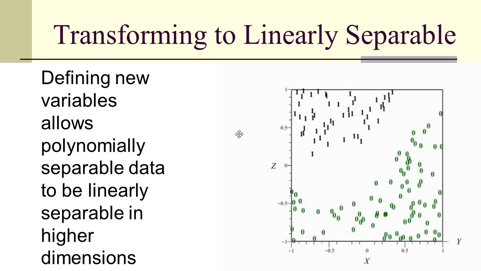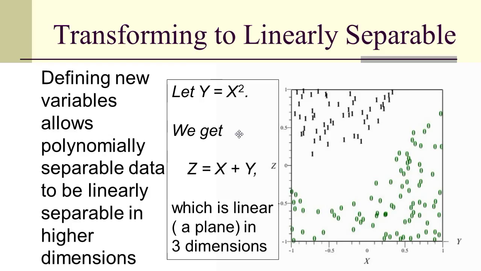We might also be able to define new variables, especially if we have polynomially separable data. We can define new variables and separate it in higher dimensions. So notice that we don't have linear separability in this example, but we could separate with a parabola. In particular, the parabola z equals x plus x squared separates the class 0 from the class 1 in the zx plane. So let's define a new variable. Let's let y be equal to x squared, which gives us z equals x plus y.